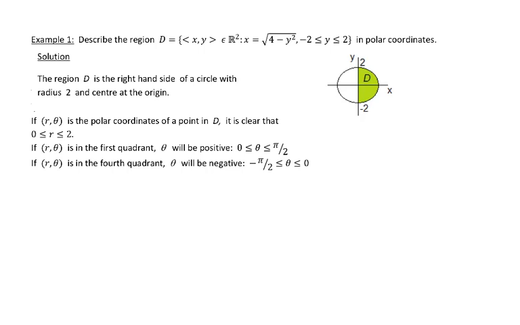On the other hand, if the point is in the fourth quadrant, we will be measuring theta clockwise. Theta will be negative, and hence it will be between negative pi over 2 and 0. We can now describe D by saying it's all points of the form r, theta, where theta lies between negative pi over 2 and pi over 2, and r lies between 0 and 2.